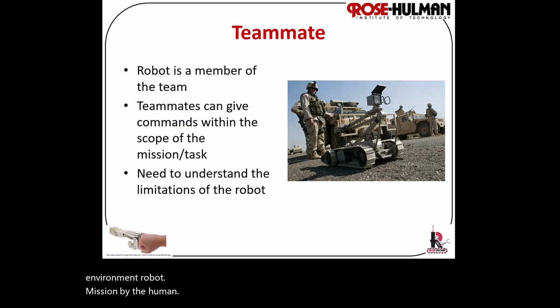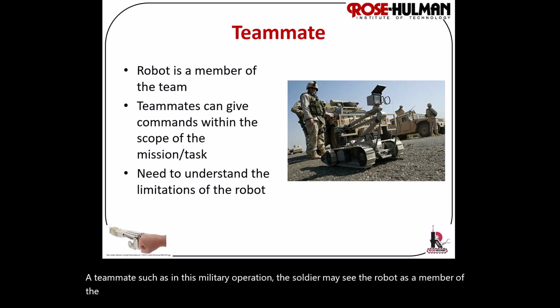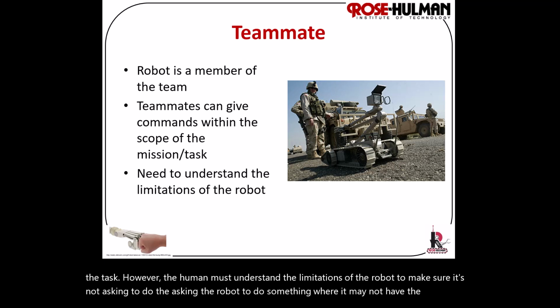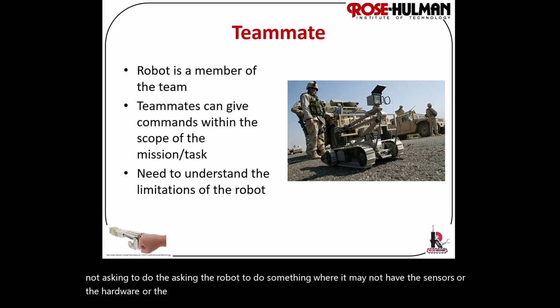A teammate, such as in this military operation, the soldier may see the robot as a member of the team, where the teammate can now give commands within the scope of the mission or the task. However, the human must understand the limitations of the robot to make sure it's not asking the robot to do something where it may not have the sensors or the hardware or the capabilities in order to execute that command.